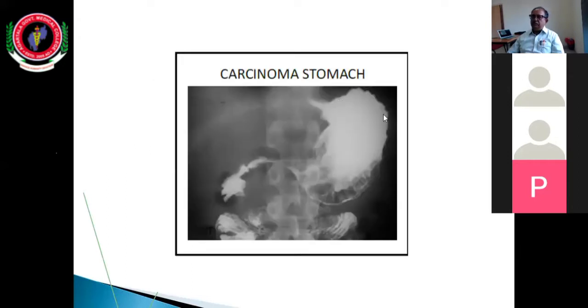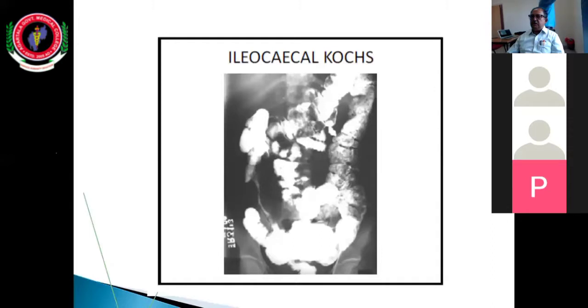This is also a barium meal study of the stomach and duodenum. This is a barium meal study showing the stomach and duodenum, and there is a filling defect in the gastric antrum, suggestive of carcinoma of the stomach.